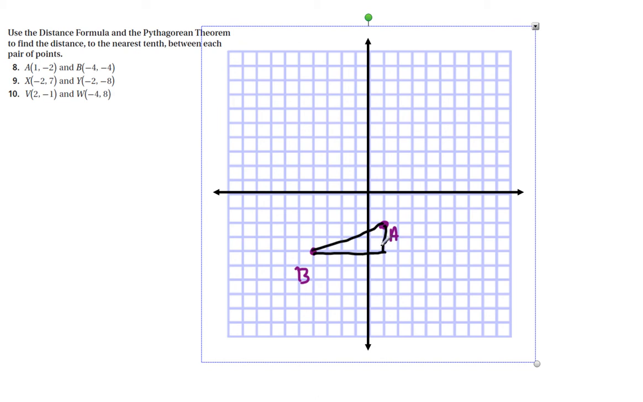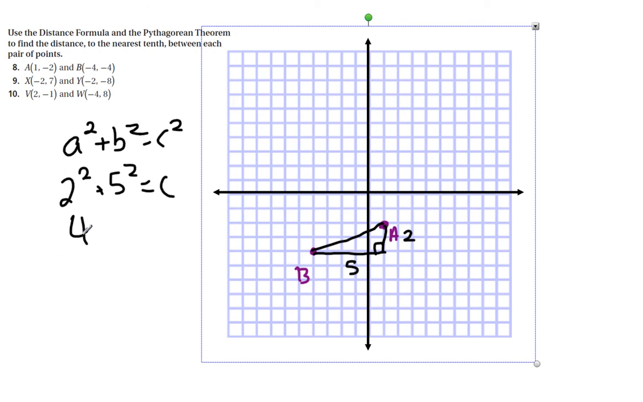So what we've made is a right triangle, and we just need to solve for our hypotenuse here. So we have a height of 2 and a base of 5. So really this looks like a squared plus b squared equals c squared. And that's 2 squared plus 5 squared equals c squared.